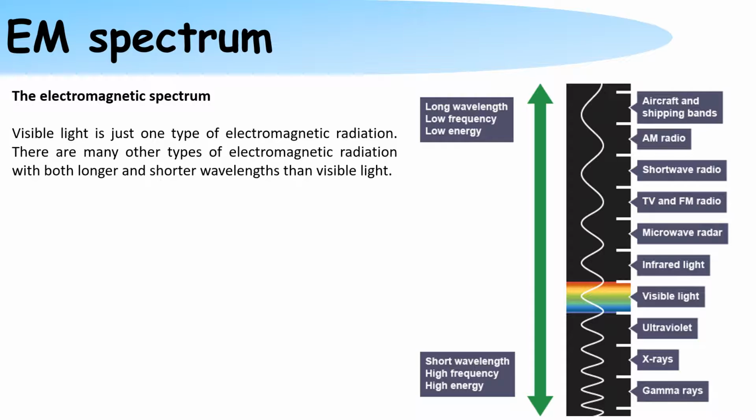Visible light is just one type of electromagnetic radiation. There are many other types of electromagnetic wave radiation. The longest being radio waves, then microwaves, then infrared radiation, then visible light, then ultraviolet, X-rays, and finally with the shortest wavelength being gamma rays. The shorter the wavelength, the more energy the wave carries, so therefore the more dangerous it is.